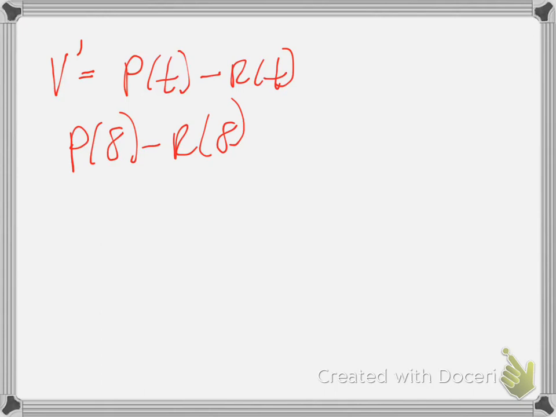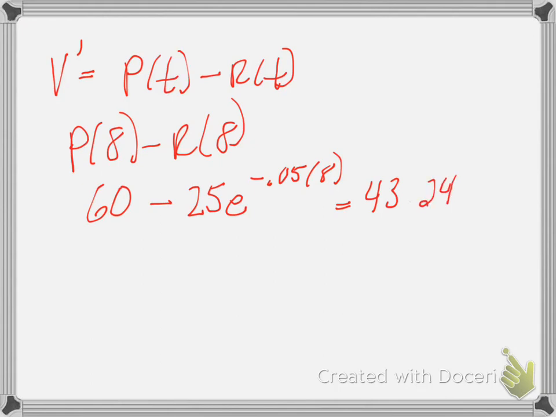And P of 8, when you look on your table, that's equal to 60, minus R of 8, so you're just going to put 8 into the R function, which is 25e to the negative 0.05t, but we're going to put 8 there. Use your calculator for this, and you're going to get 43.241 feet cubed per hour. And for that, the point values, you only got 1 point for doing this.